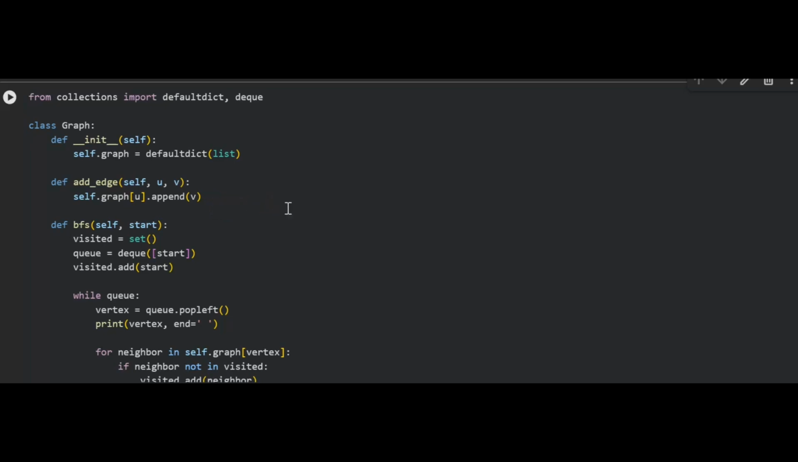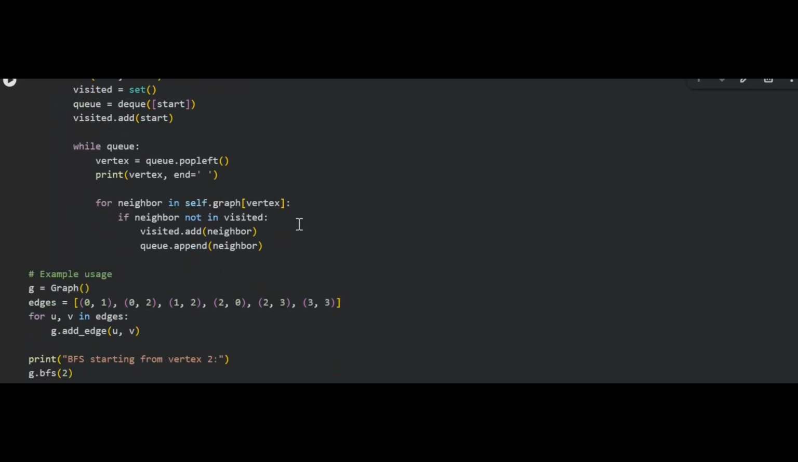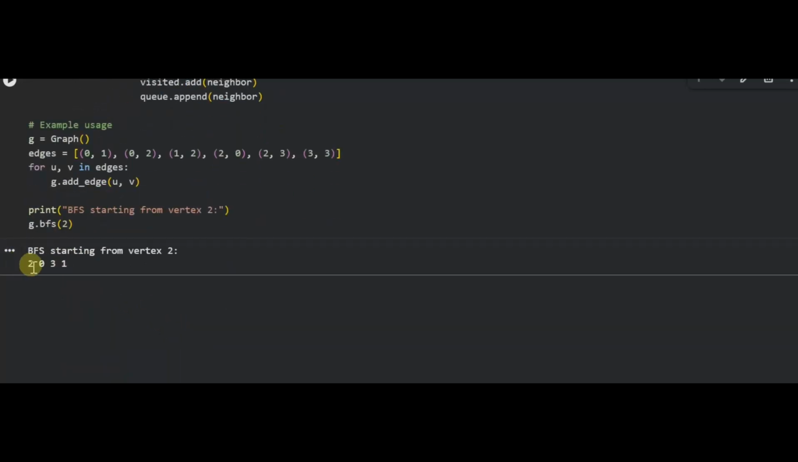Then it performs BFS starting from a given vertex. In this case, the vertex is 2. It explores the graph level by level. First of all, it visits the starting vertex, then it visits its neighbors, then their neighbors, and so on. It uses a queue to track which vertices to visit next, and uses a visited set to avoid revisiting vertices. When it is run with the given example, as you can see, the result is 2 0 3 1.